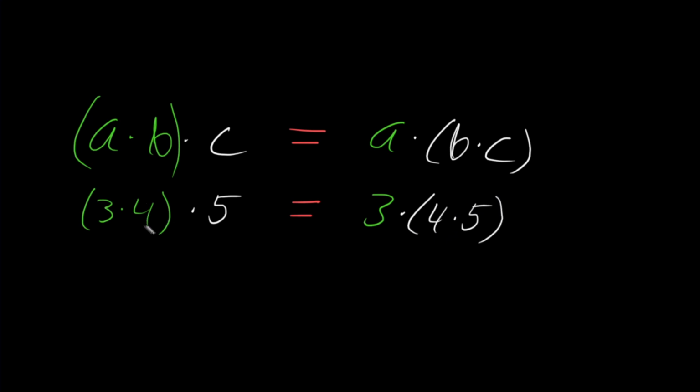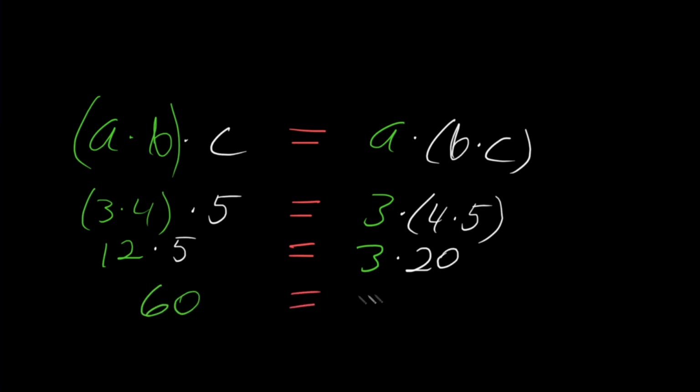Over here, 3 times 4 will go first. We'll have 12 multiplied by 5. Over here, we have 3, and that's multiplying by the 4 times 5, which would be 20. 12 times 5 gives us 60. And here, 3 times 20 is also 60.